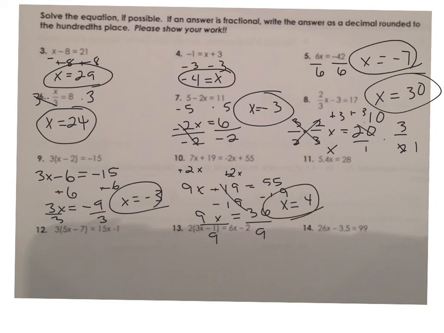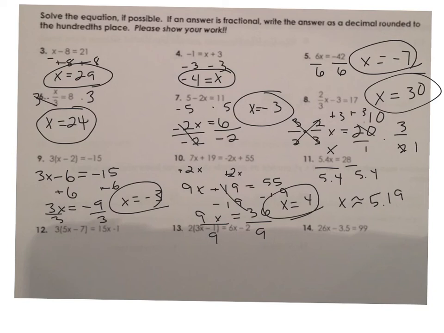Number 11. 5.4 times x. So I'm going to divide by 5.4 on both sides. I get x is approximately 5.19.